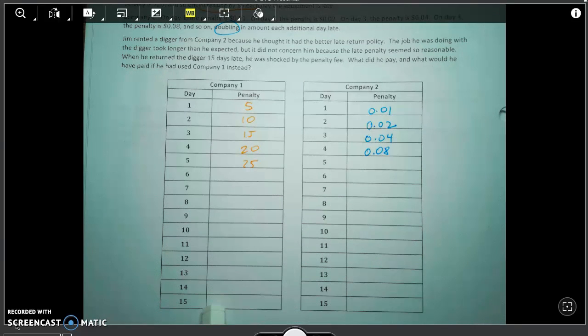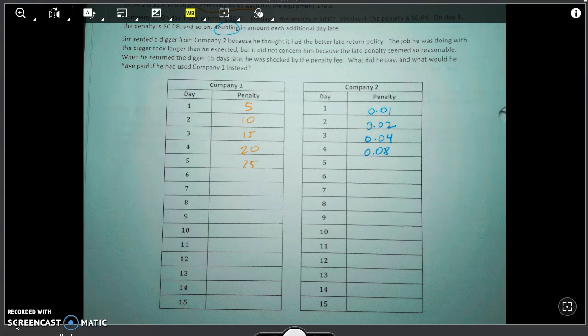For the question, I'm going to ask you, what would the penalty be on day 12 for both of them? I need two numbers, a penalty for Company 1 and a penalty for Company 2. And also, what would the penalty be for day 15?